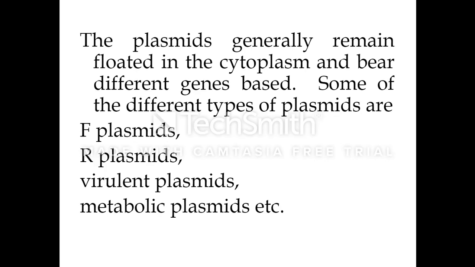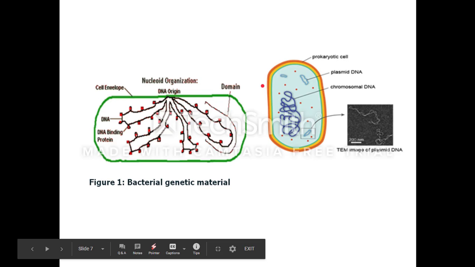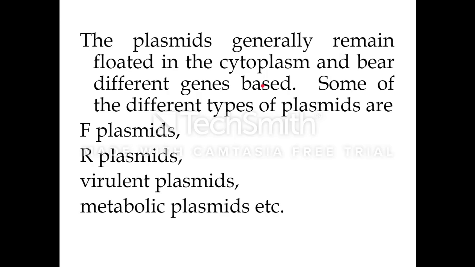The plasmids generally remain floating in the cytoplasm, and they bear different genes based on their function. Some of the different types of plasmids are F plasmids, R plasmids, virulent plasmids and metabolic plasmids. You will be learning about these plasmids in detail in your higher semesters.